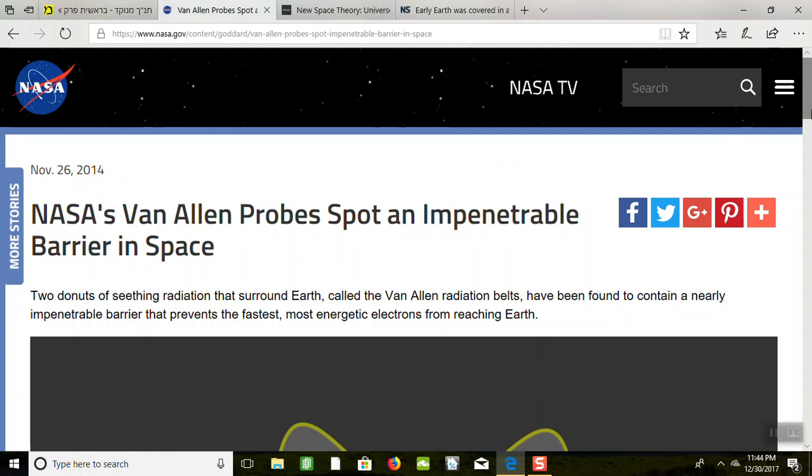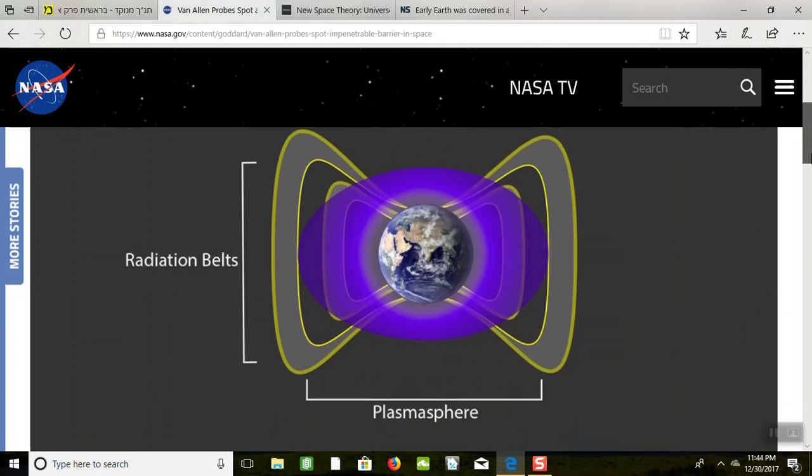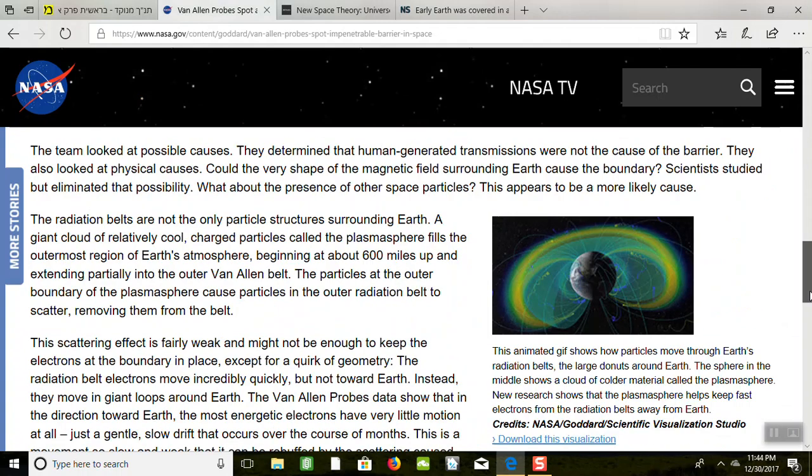Two donuts of seething radiation that surround the Earth, called the Van Allen radiation belts, have been found to contain a nearly impenetrable barrier that prevents the fastest and most energetic electrons from reaching Earth. Now, here is a picture of it. Essentially, there are belts in the planisphere, and there's a protective barrier that surrounds our Earth. It's an interesting article, and there's so much information out there. Here's an animated version of it.